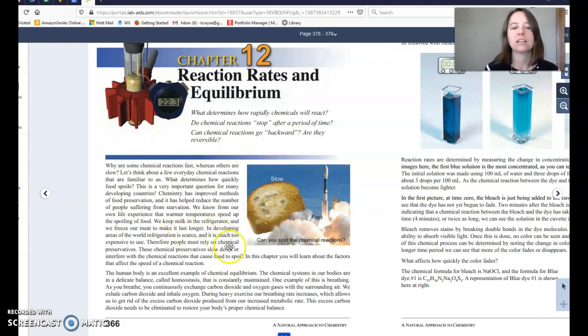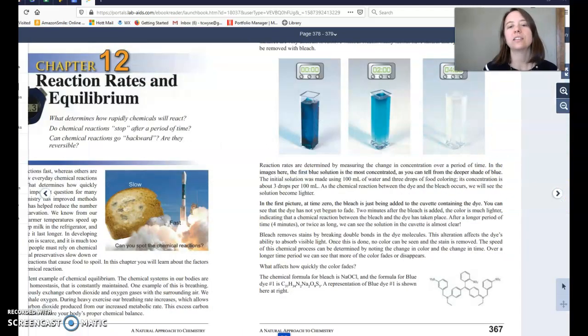And we looked at some fast reactions like rocket fuel, and slow reactions, so the bread aging and the mold growing on the bread. Also, there's a nice chemical reaction here. You can see we have blue dye structure right there. And then when bleach is added over time, over 4 minutes, you can see that a chemical reaction.